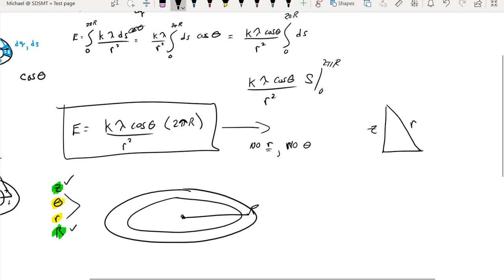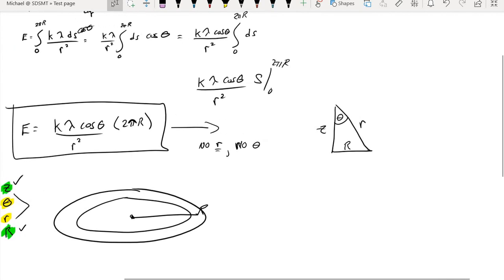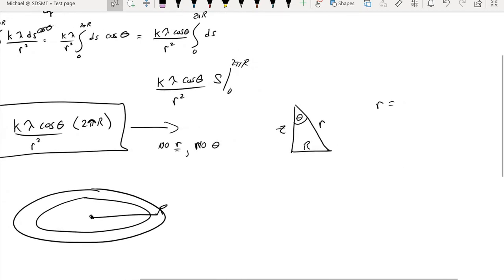I'm going to draw the right triangle over here just so we can see it. Okay, so first thing we need to get rid of is r. And we need r in terms of our easily measurable quantities. And this just means Pythagorean theorem. Little r is the hypotenuse of our right triangle, and so little r would be the square root of z squared plus big R squared.